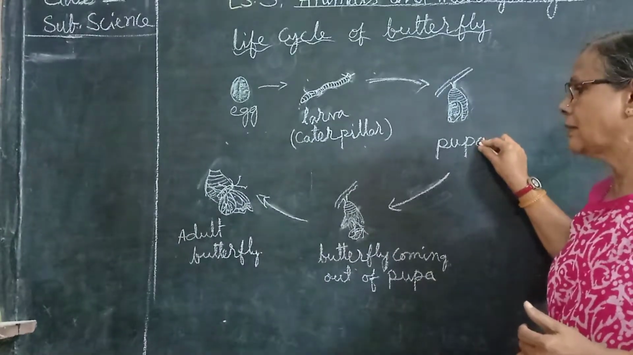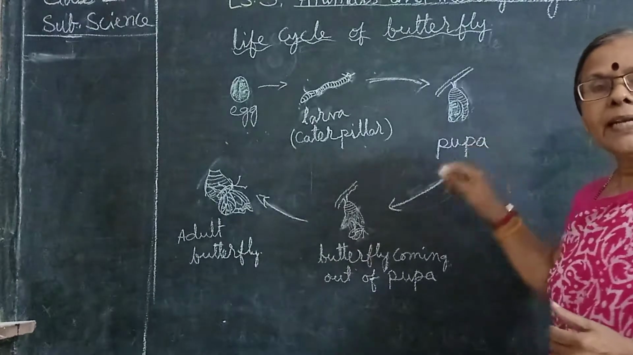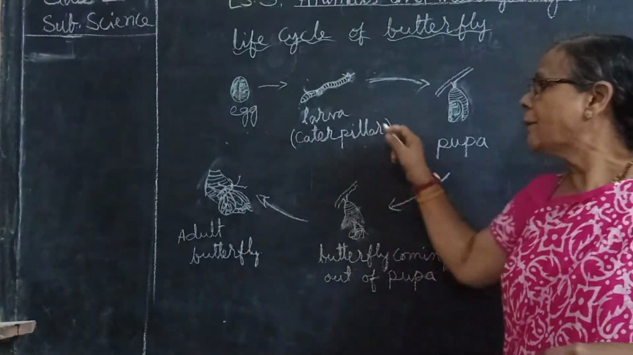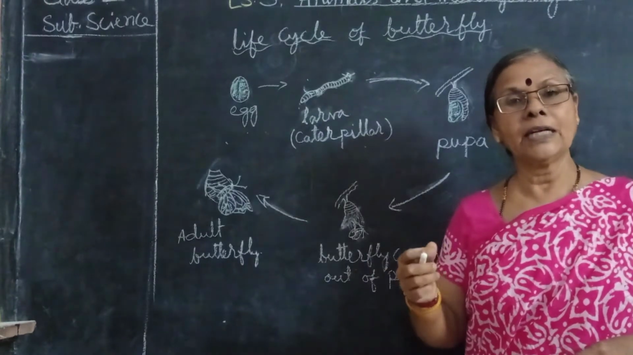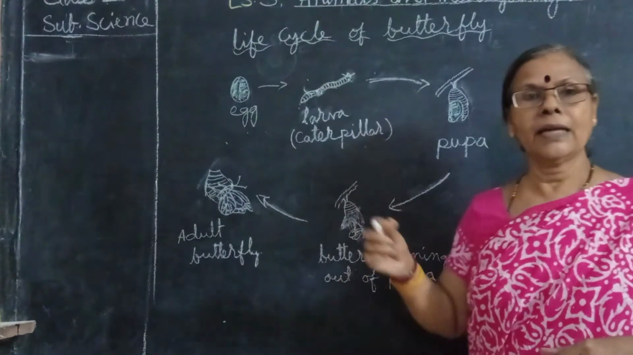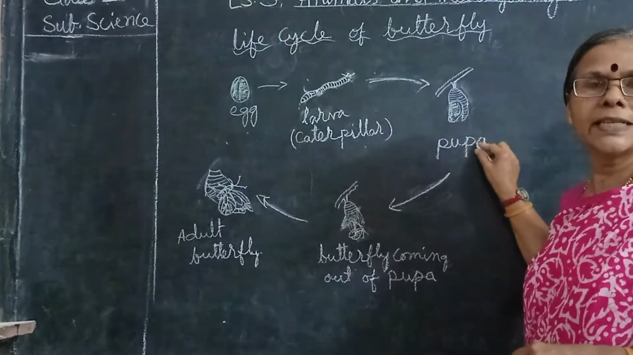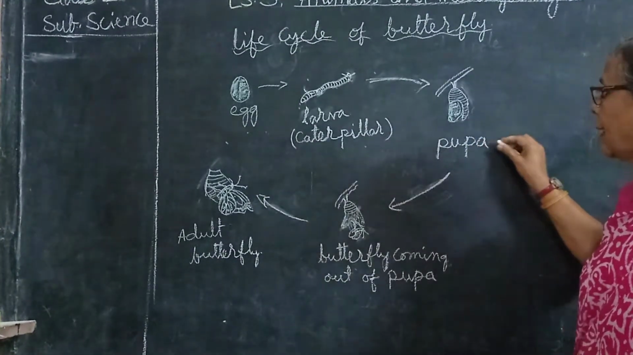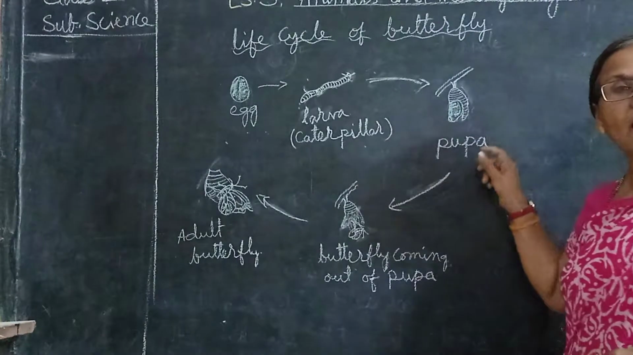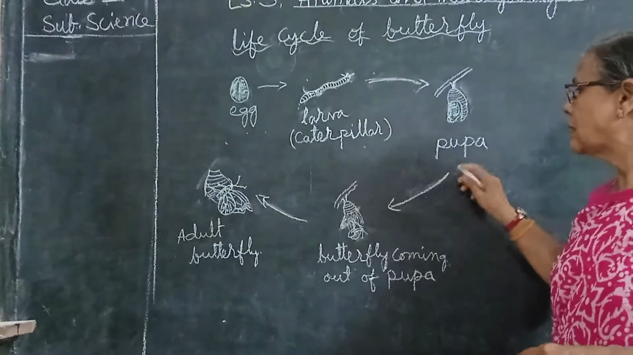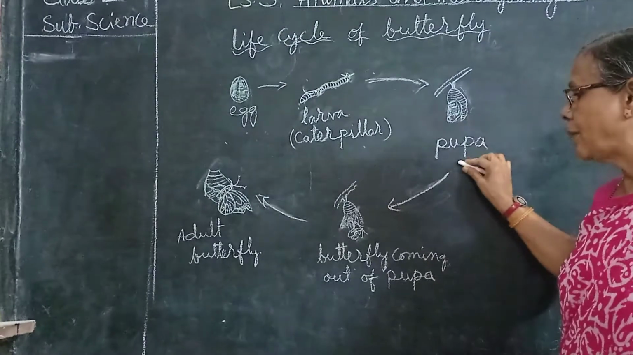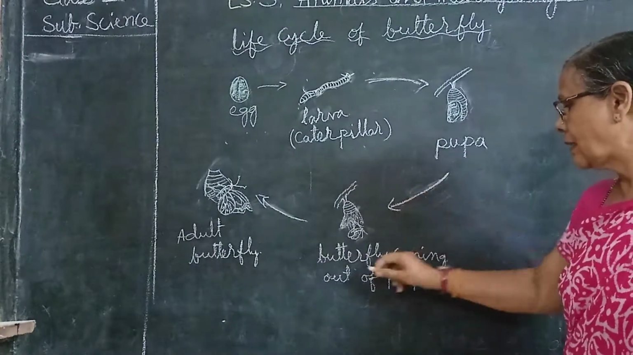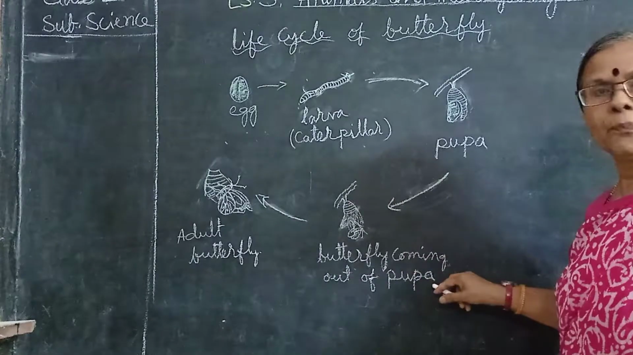The third stage is called a pupa, and inside the pupa the caterpillar starts developing. It undergoes many stages. After a few days, the pupa will break, and you can see the young butterfly coming out of the pupa.